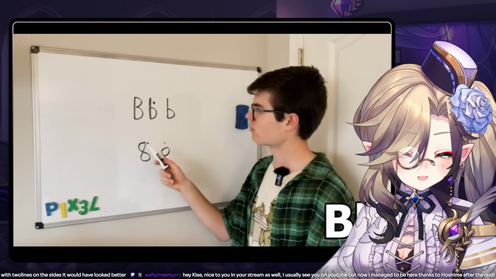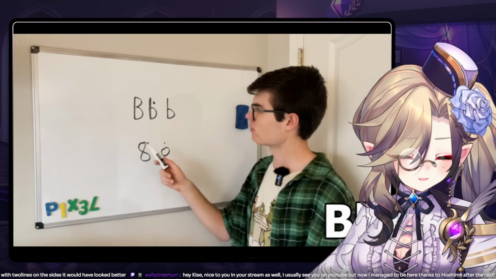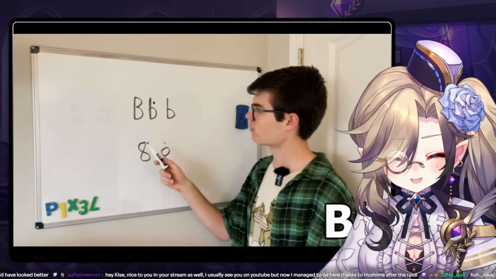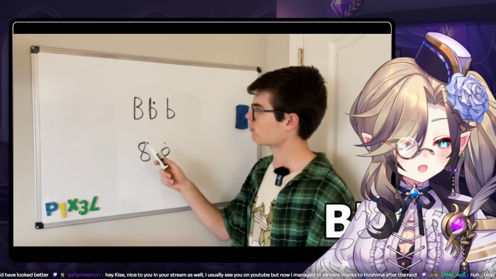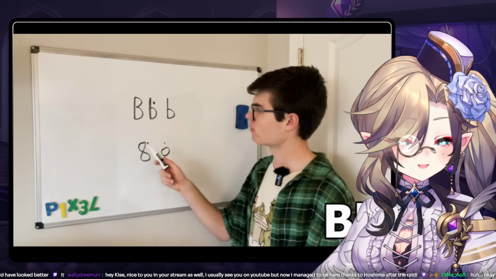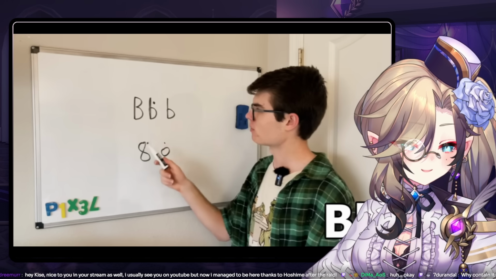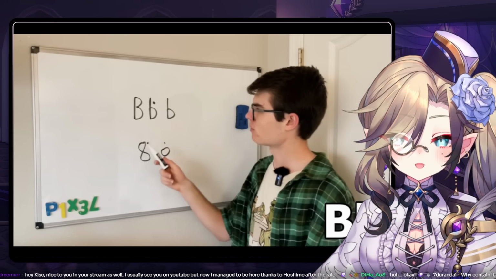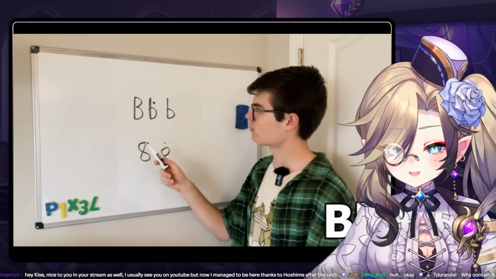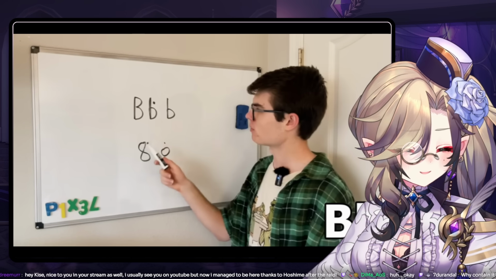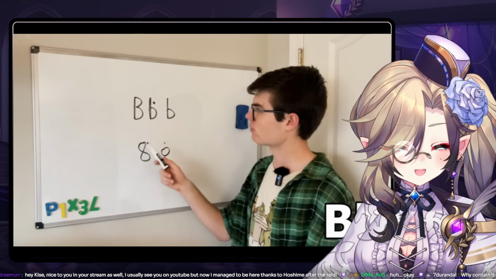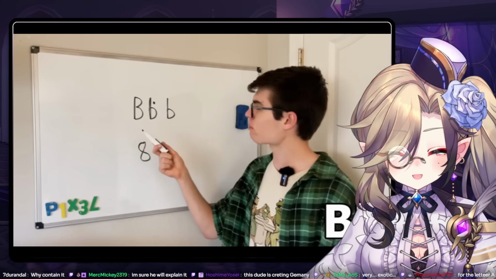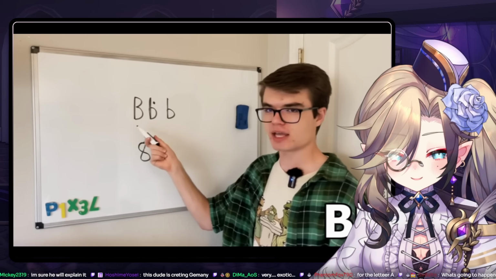Why? I don't understand the dot. I don't get it. If it was a circle with two lines on the sides, it would have looked better. A circle with two lines on the side, I don't know how that would work either. I won't lie.